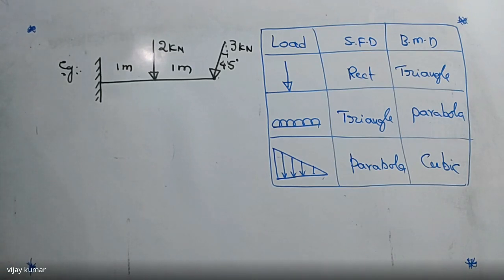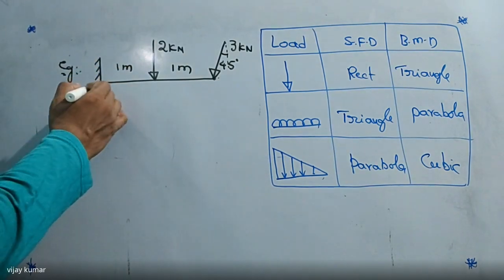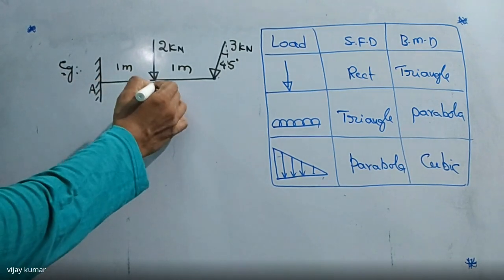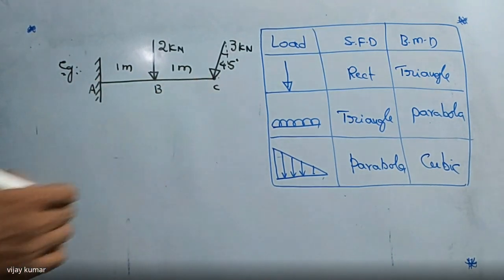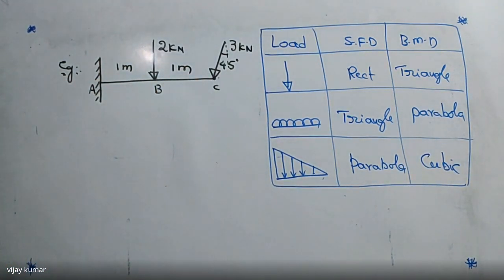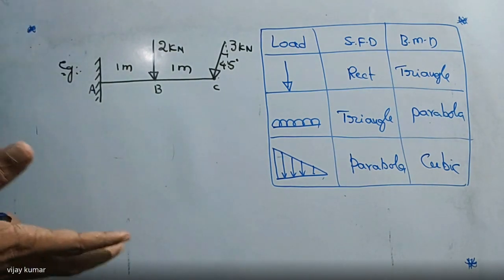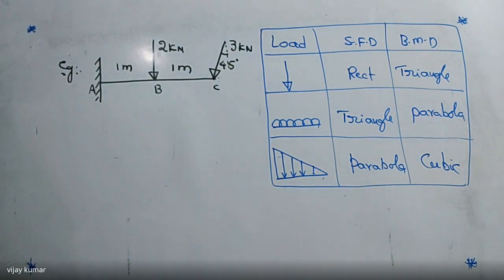They will ask simply to draw the shear force and bending moment diagram. Otherwise, they will ask what is the shear force at a certain point. I'm taking this point as A, this point as B, this point as C. They will ask any type of question. They will ask only the shear force diagram, or only the bending moment diagram, or what is the maximum shear force and what is the maximum bending moment in this beam. So where are we getting the maximum shear force, where are we getting the maximum bending moment?